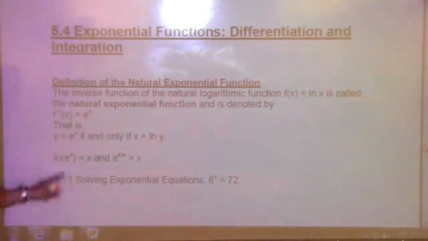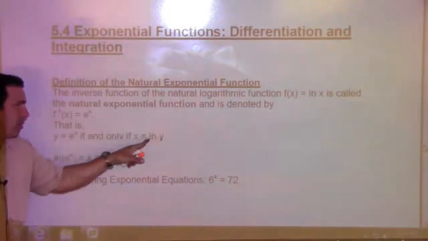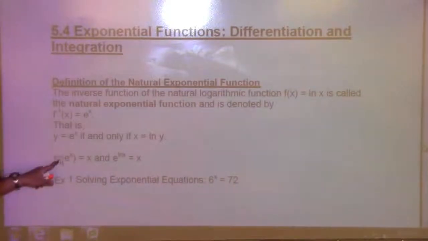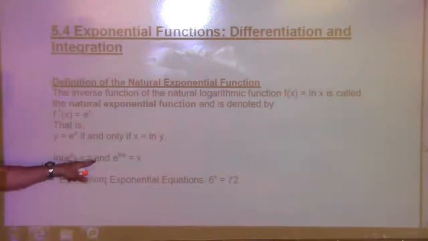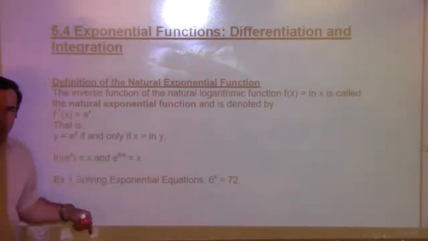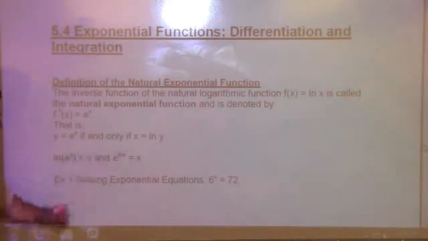No big surprises. So y equals e to the x if and only if x equals natural log of y. Remember, natural log is the log base e. The natural log of e to the x is x, and e to the natural log of x is x. They cancel each other out. Remember we talked about f of f inverse of x is x. We're seeing that here.